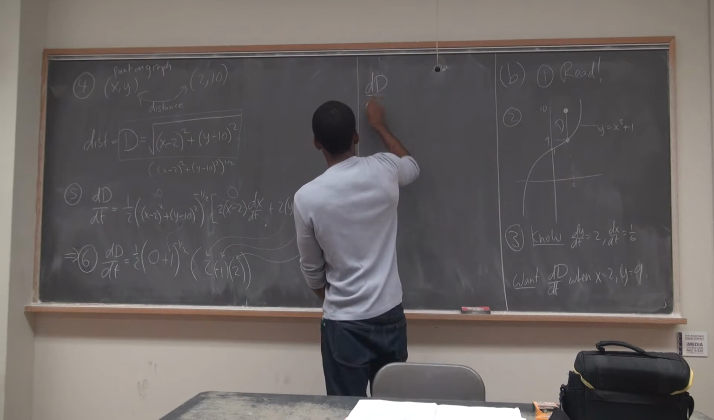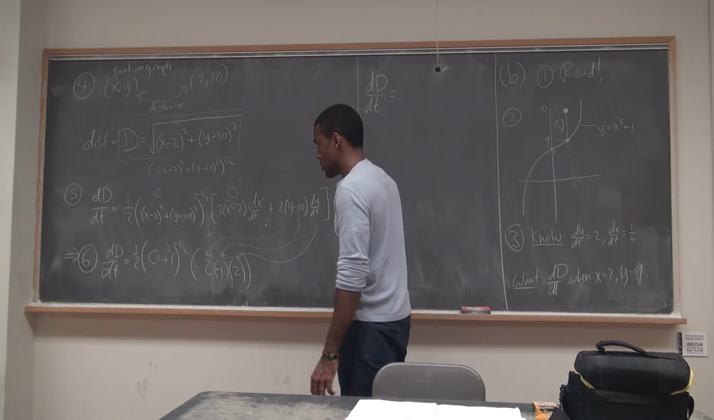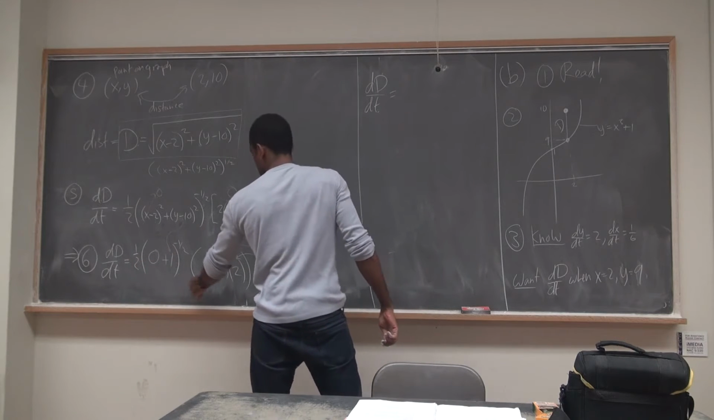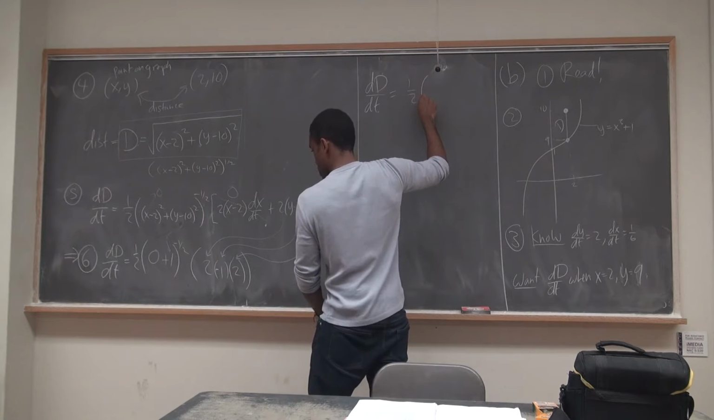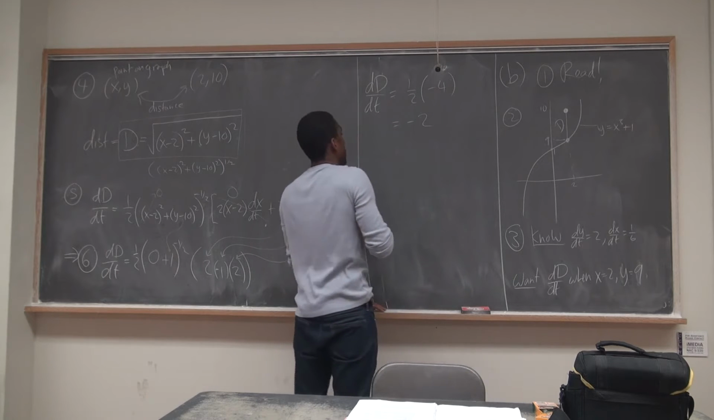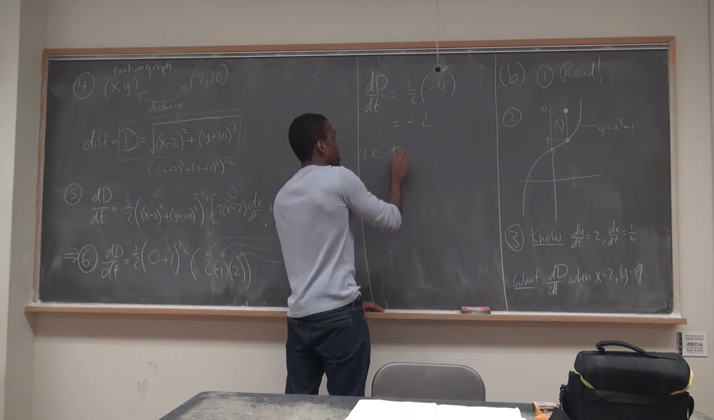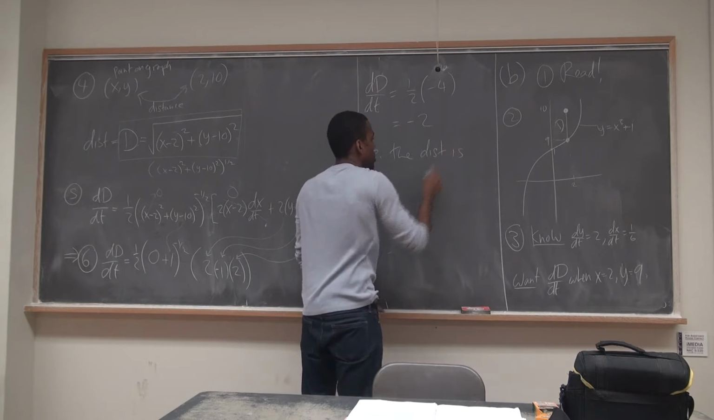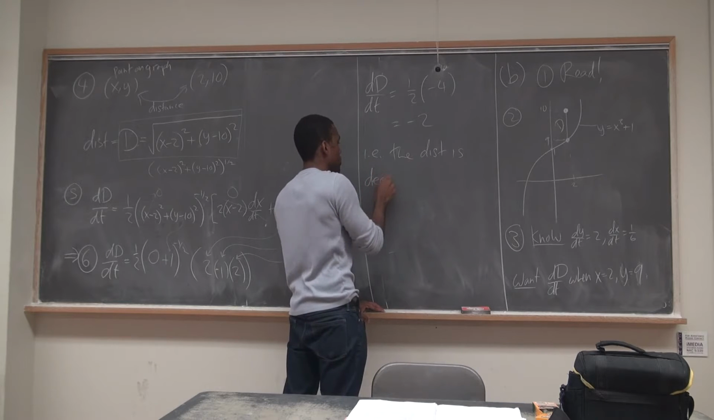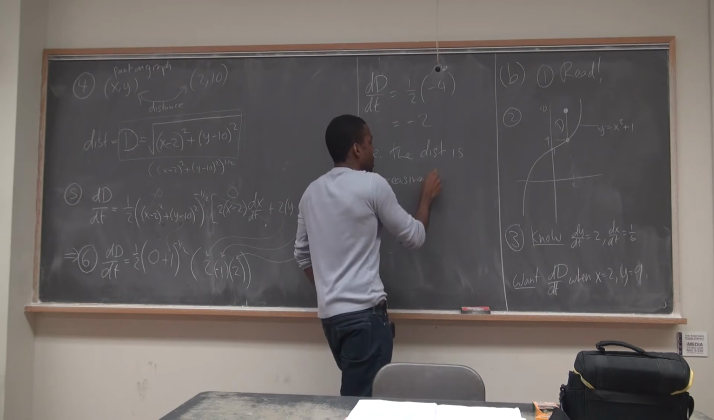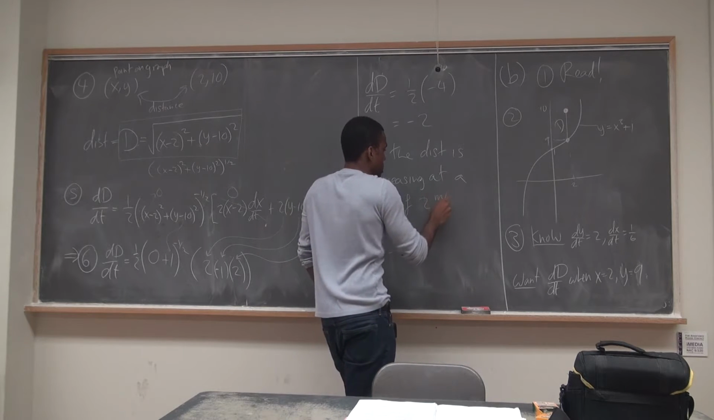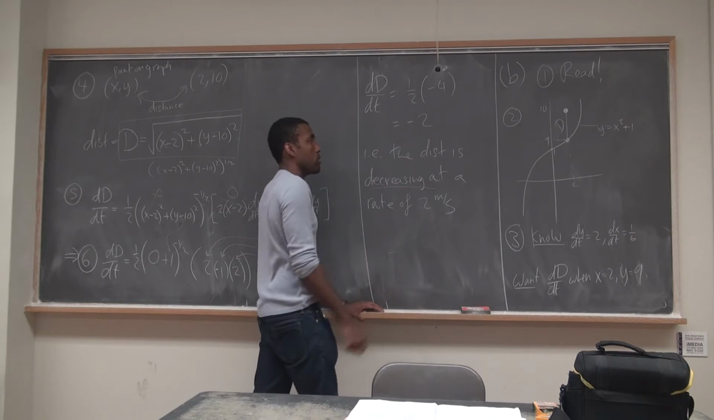So that means dD dt would be equal to, well, 1 to the minus a half is just 1, so that's just a half. So that's just a half times minus 4 minus 2. The distance is, are we increasing or decreasing? Decreasing. It's decreasing at a rate of 2 meters per second, right? That decreasing gives me that negative.